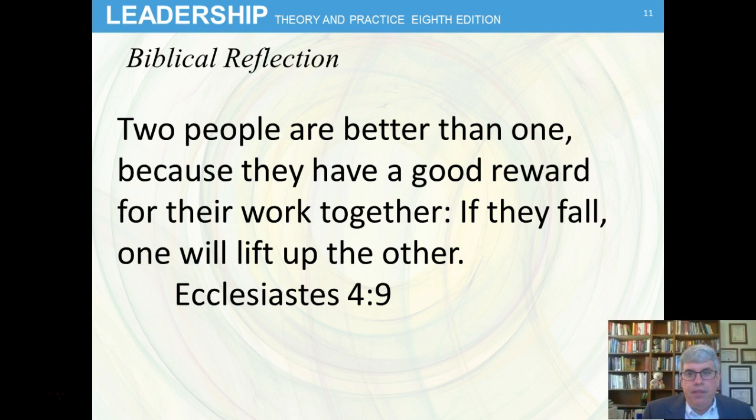Two people are better than one because they have a good reward for their work together. If they fall, one will lift up the other. And so this is just a simple illustration that when you're working together on a team, on a goal, things can go bad. But if you have good relationships in a team, then the person that's doing well can help the person that's doing poorly. We need each other to be able to best function in life, and teams provide the perfect opportunity to do so.